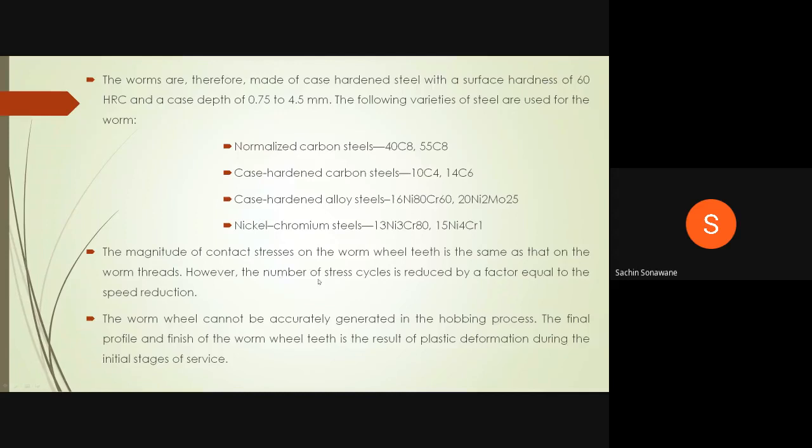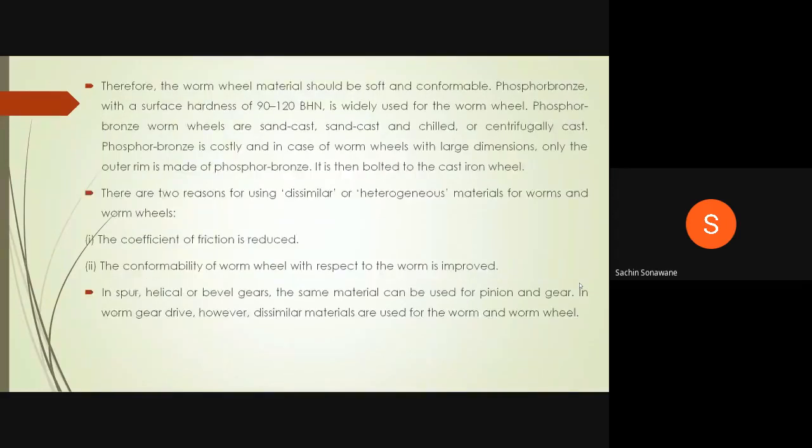The magnitude of contact stresses on the worm wheel teeth is the same as that on the worm threads. However, the number of stress cycles is reduced by a factor equal to the speed reduction. The worm wheel cannot be accurately generated in the hobbing process. The final profile and finish of the worm wheel teeth is the result of plastic deformation during the initial stages of service. Therefore, the worm wheel material should be soft and conformable. Phosphor bronze with a surface hardness of 90 to 120 BHN is widely used for the worm wheel.